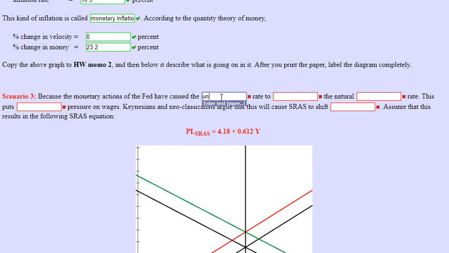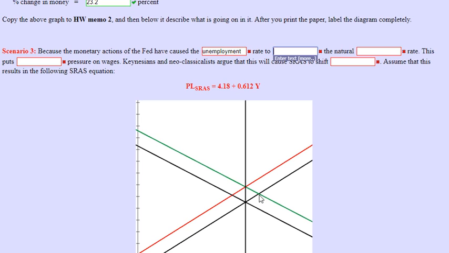be the unemployment rate, to... Remember, the Fed puts us right here, right? Where unemployment is low. So this must be less than. Cause the unemployment rate to fall below. How about that? Fall below the natural unemployment rate. Because the unemployment rate is really low right here.